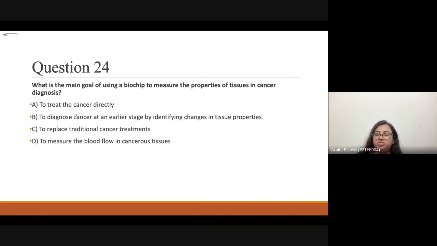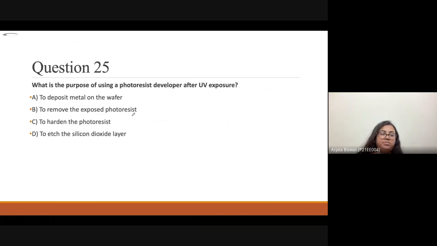The right option is option B, to diagnose the cancer at an earlier stage by identifying changes in tissue properties. Okay, so next we move to question number 25.